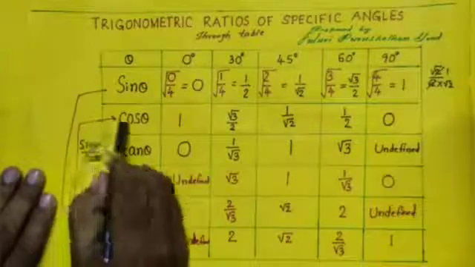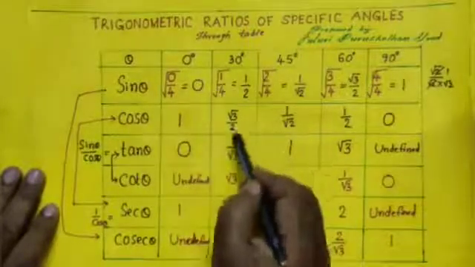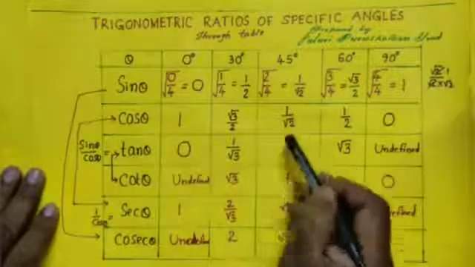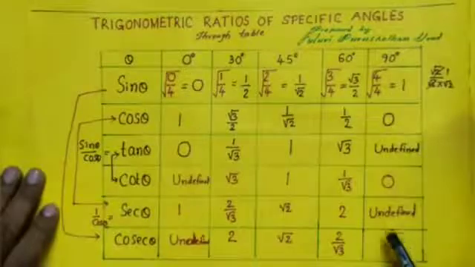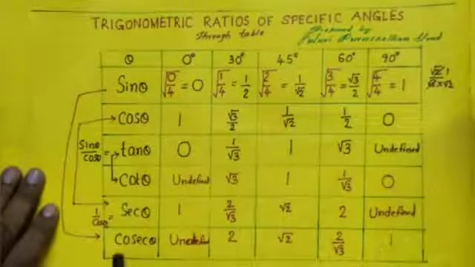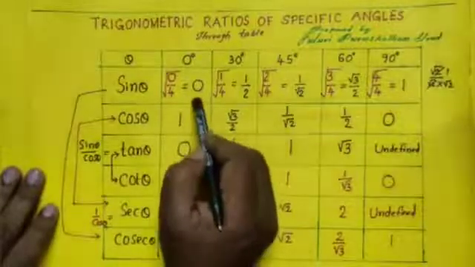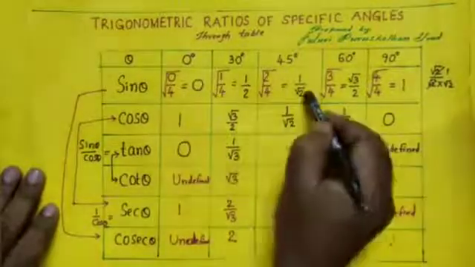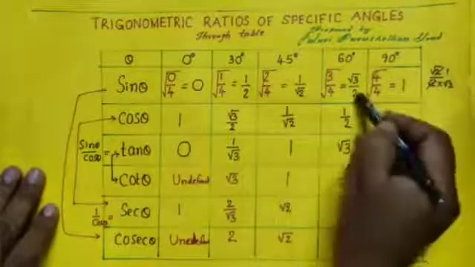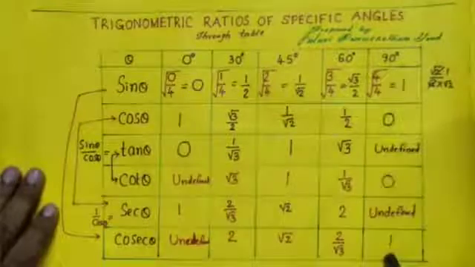Sec is the reciprocal of cos. Cos is 1, so its reciprocal is 1. Root 3 by 2 reciprocal is 2 by root 3. 1 by root 2 reciprocal is root 2. 1 by 2 reciprocal is 2. And 0 reciprocal is undefined. In the same way, cosec theta is the reciprocal of sin theta. It is 0, its reciprocal is undefined. 1 by 2 reciprocal is 2. 1 by root 2 reciprocal is root 2. Root 3 by 2 reciprocal is 2 by root 3. 1 reciprocal is 1. Is it clear? Right.